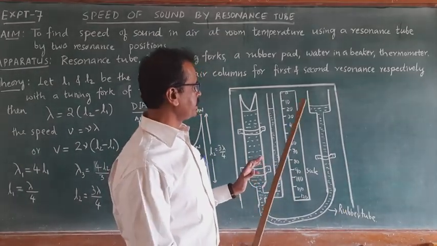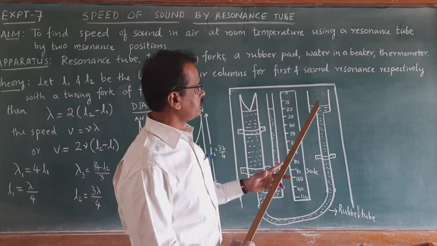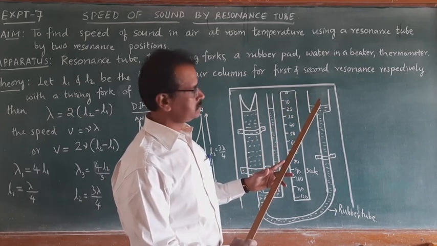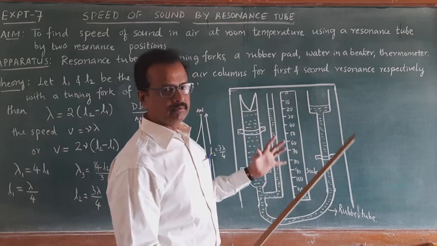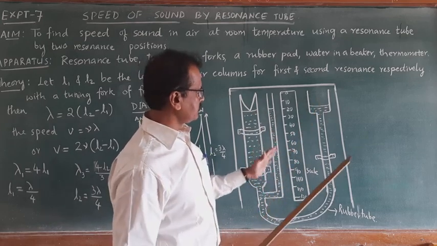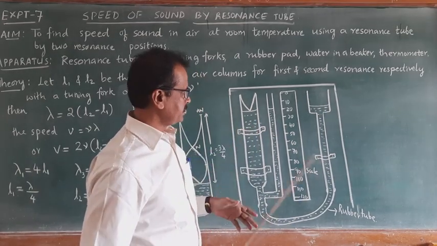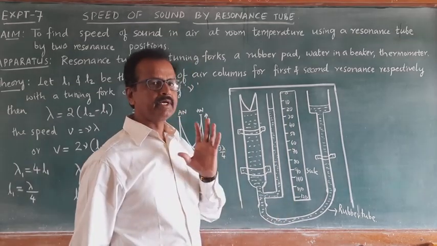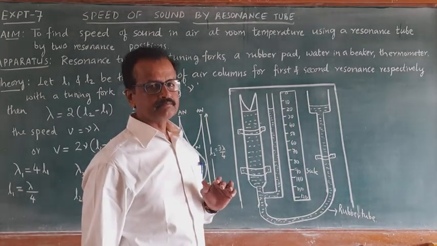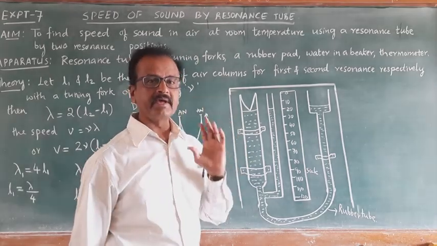When we take water in one of them, like we are taking the water in the wide mouth tube, the water level in all the three tubes will be the same, and in the middle part there is a scale to read the water level. Actually we need the column of air.